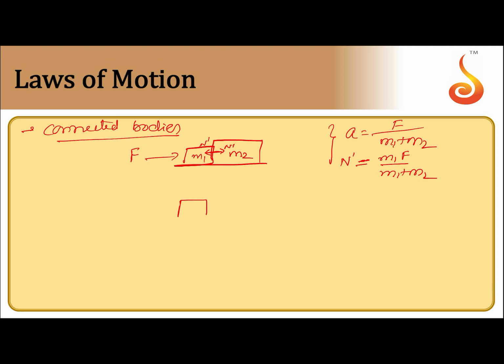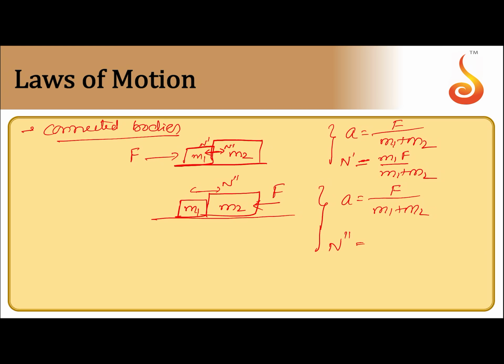Suppose I consider this case, m1 and m2. This time I am applying the force from this side. Say F is applied from this side. Guess what? Acceleration is again F divided by m1 plus m2. The normal reaction between these two, suppose N double prime is the representation, N double prime is equal to, guess what should be the equation? You are right, m1 F divided by m1 plus m2. Isn't it? Simple.